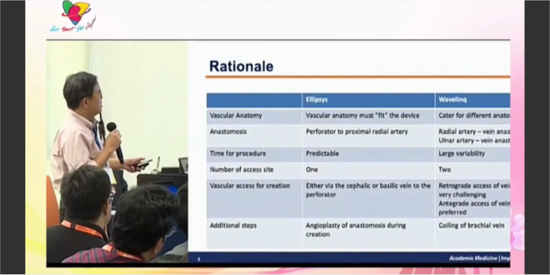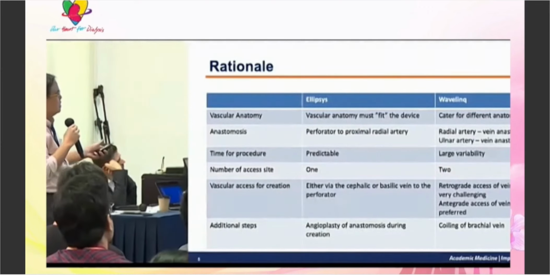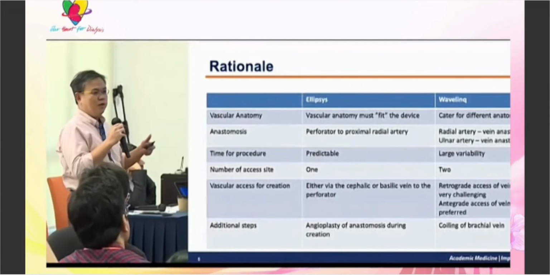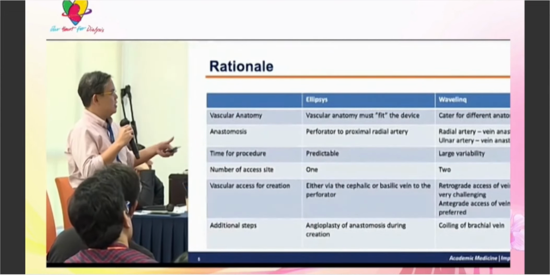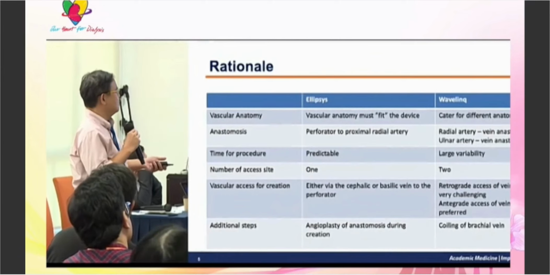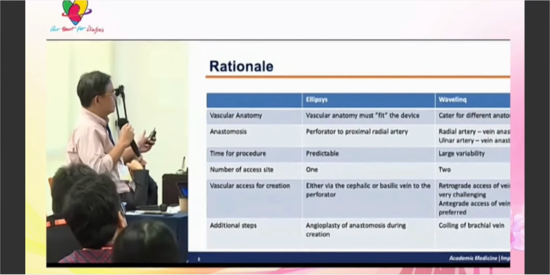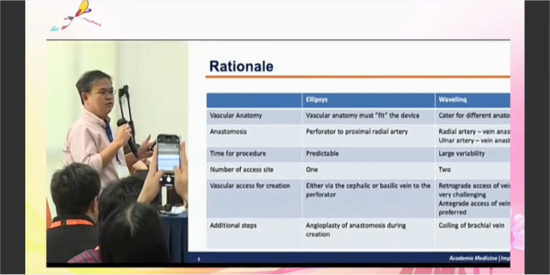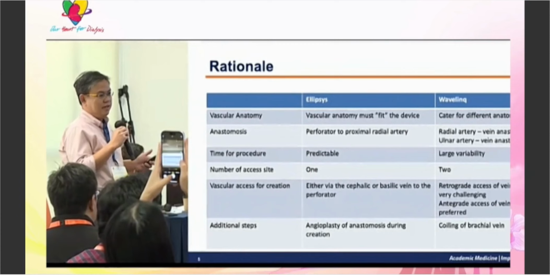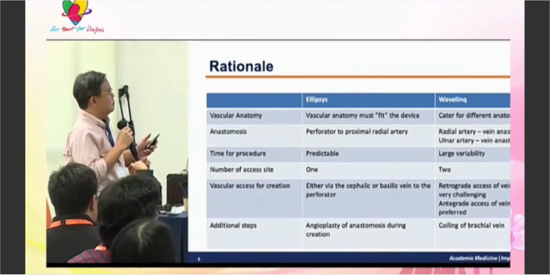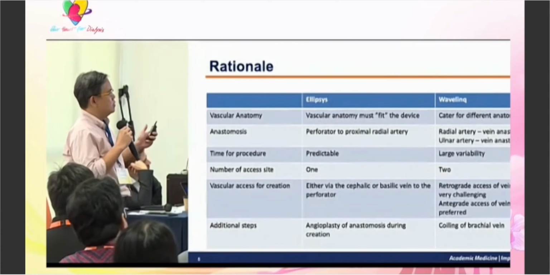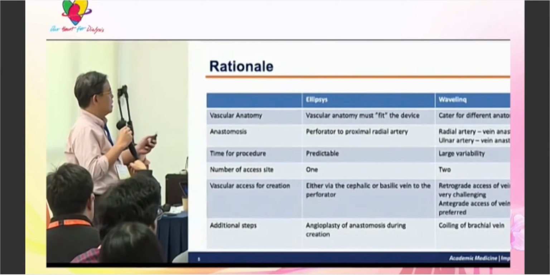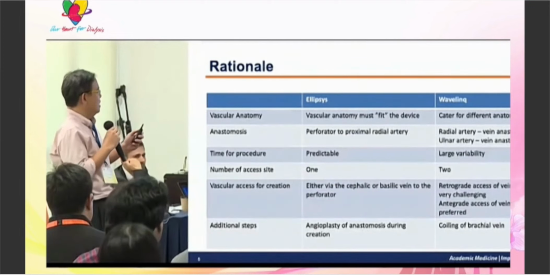So the rationale is because for Ellipsys, the vascular anatomy must fit the device. But on the other hand, WavelinQ is able to flex and change based on the anatomy that you have, right? And then the second reason is that the anastomosis is fixed in the Ellipsys system. The proximal radial artery to the perforator anatomy is quite standard, so you just need to get there. But in the WavelinQ, it gives you flexibility whether you want to do a radial artery vein anastomosis or an ulnar artery vein anastomosis.